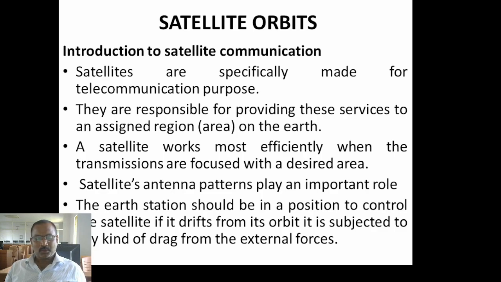Normally the earth stations should be positioned to control the satellite if it drifts from its orbit, or if it is subjected to any kind of drag from external forces. That will also happen to the satellite. Sometimes the satellite goes out of control and may drift from the actual orbit.